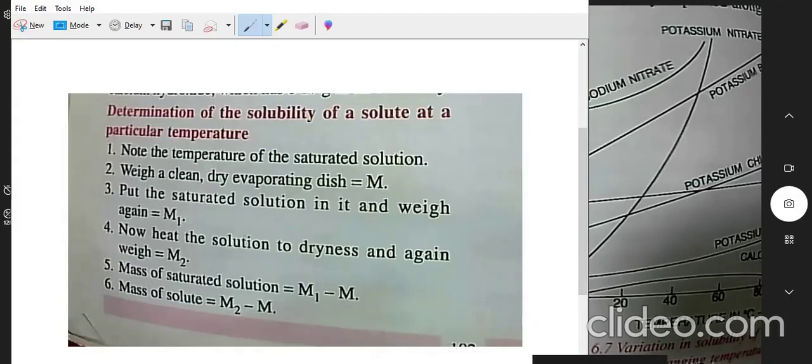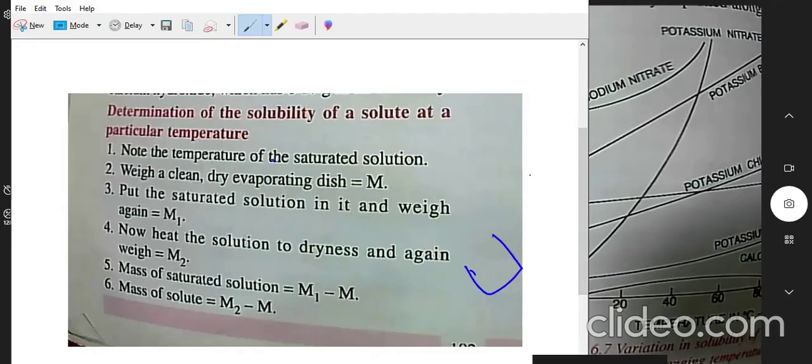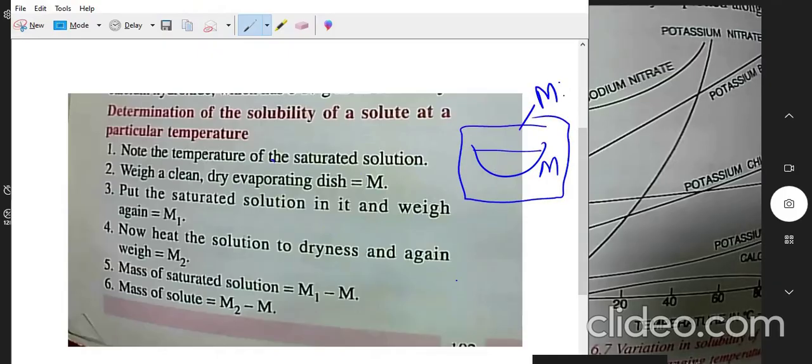First, you are taking a solution, all right? This is a dish. So he's taking a dish. So take a dish, it's got mass M. Then put a solution in it and the total mass will now be M1. So what is the mass of the solution? This will be M1 minus M.